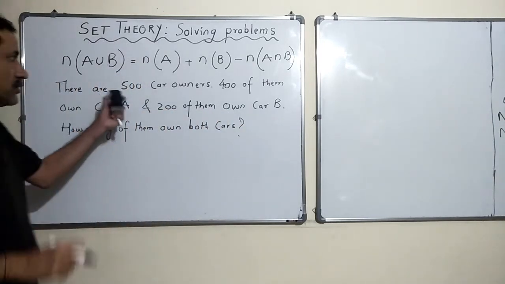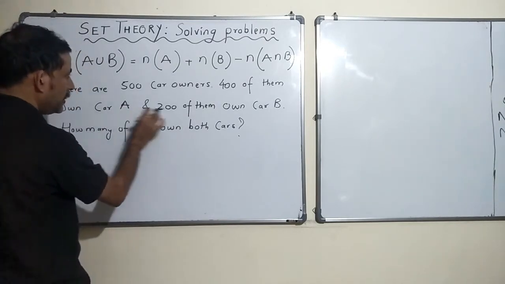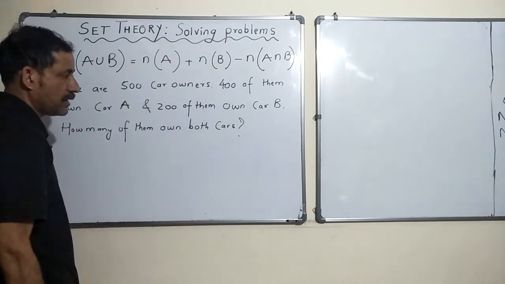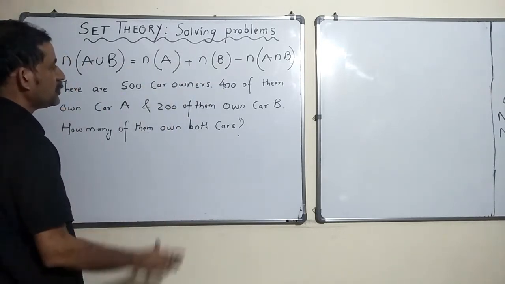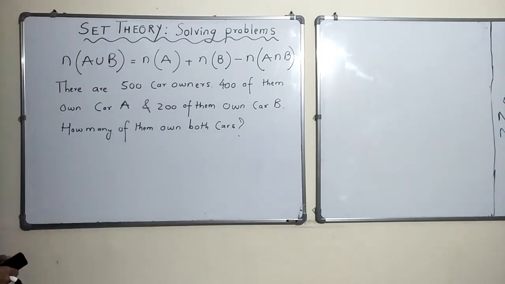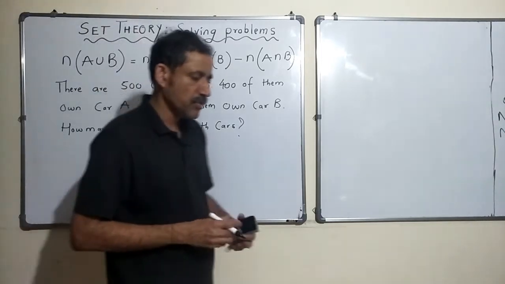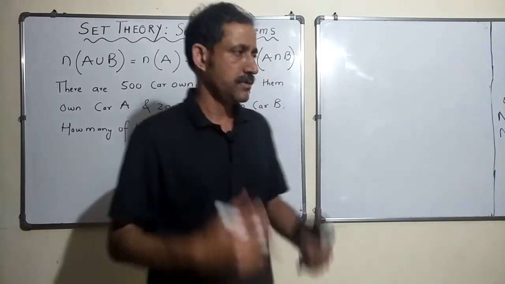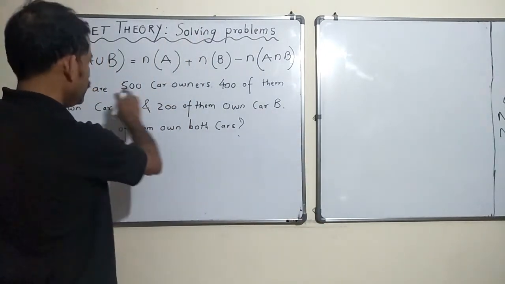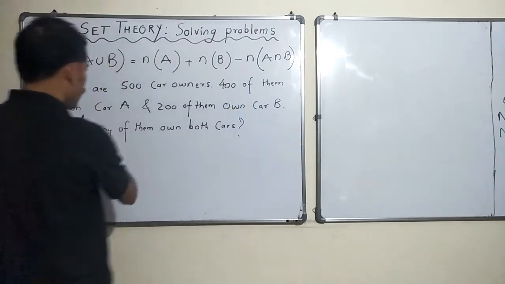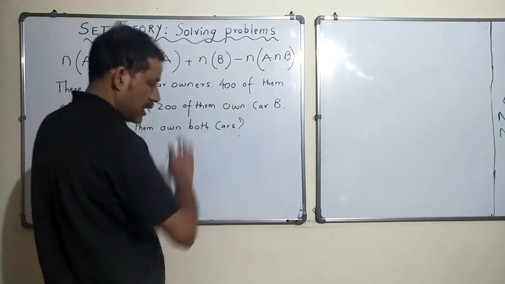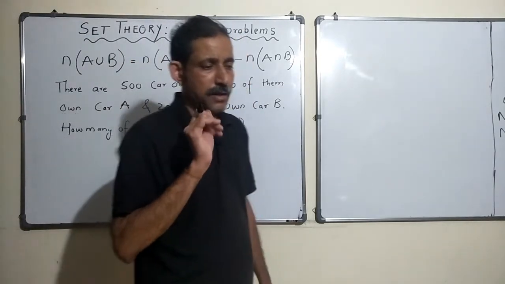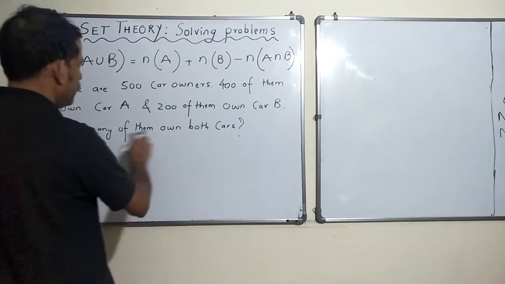Now there are 500 car owners. 400 of them have car A, 200 of them own car B, and a few of them own both the cars. We don't know how many, but we know that there are 500 car owners. So you go to a car expo and interview 500 people who own cars. 400 of them said I own car A and 200 of them said I own car B, and there are some people who own both the cars, right? Now we need to find out how many of them own both the cars.